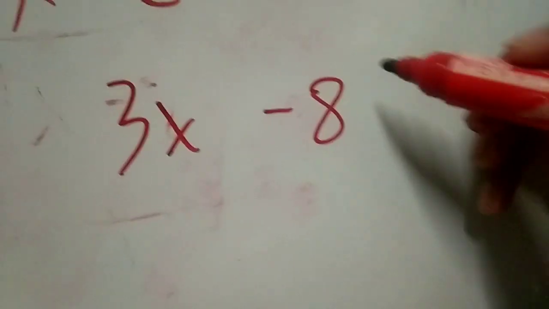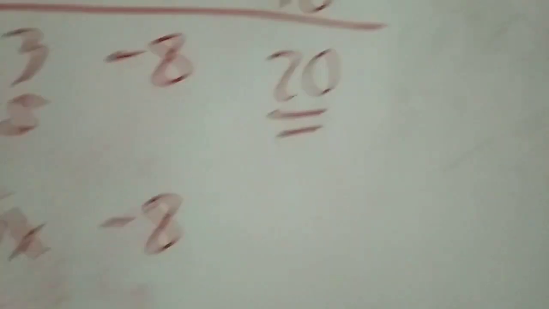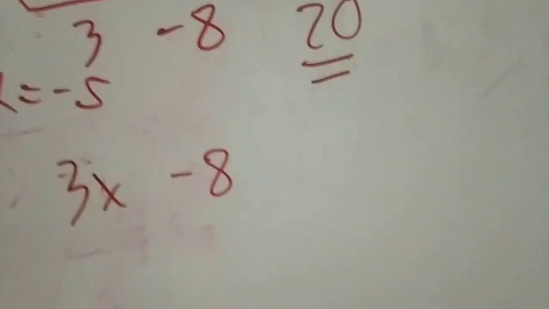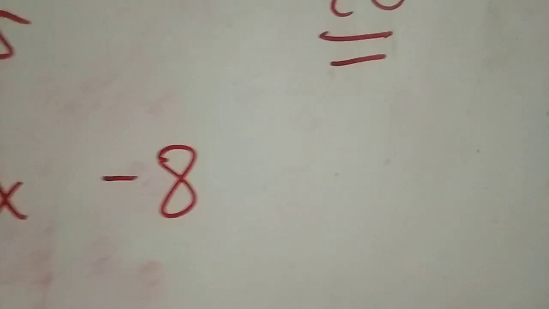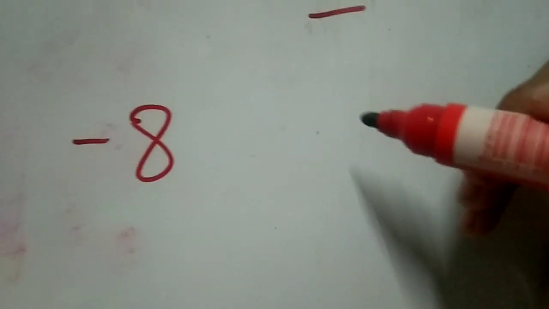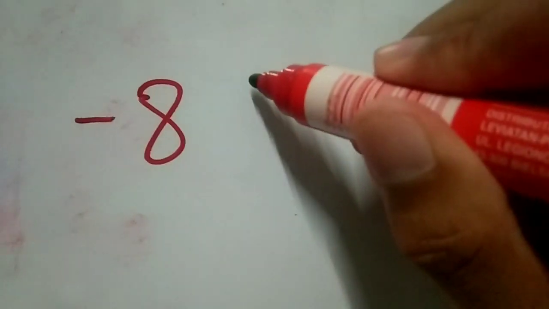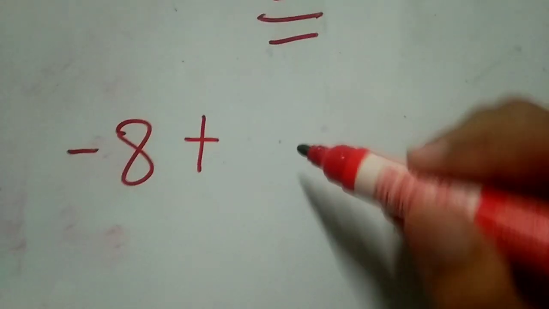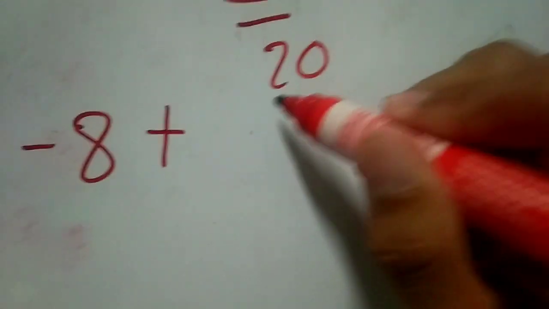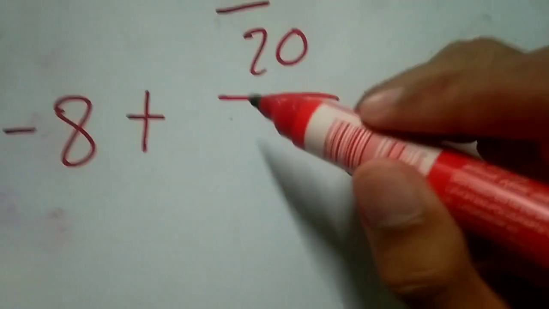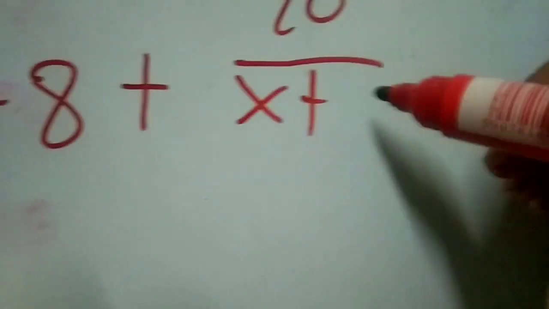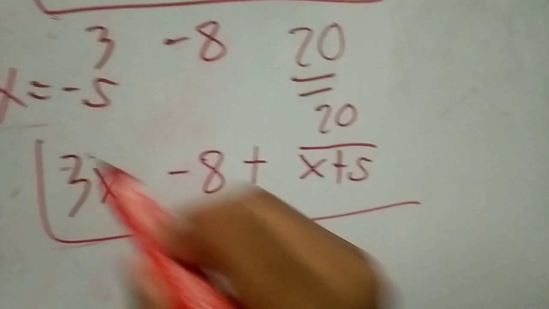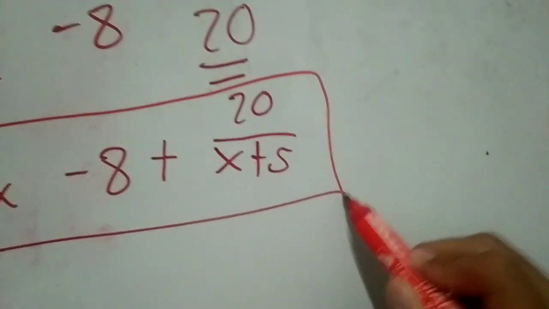Now, what do we do with the remainder? We set it up as a fraction with its divisor as the denominator. So since it's positive, put plus 20, and below is its divisor, x plus 5. And this becomes our final answer.